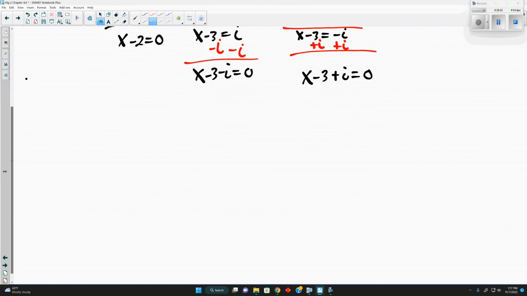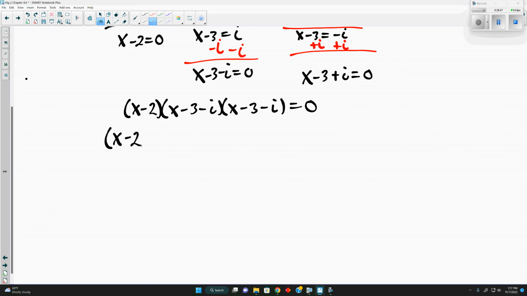Now the next thing we need to do is multiply them together. And again, what we want to multiply first is always the conjugates. We want to multiply the conjugates together first, because it's going to make it easier to work with. So here, we're going to distribute the x. x times x is x squared. x times negative 3 is negative 3x, and x times negative i is negative xi. I'll change color just to make it a little bit easier to see.